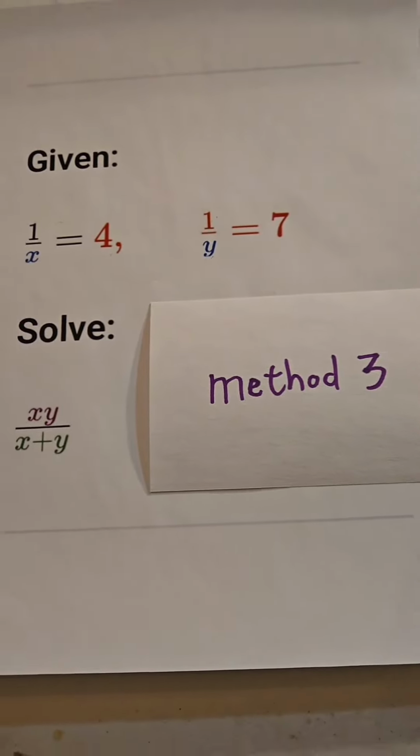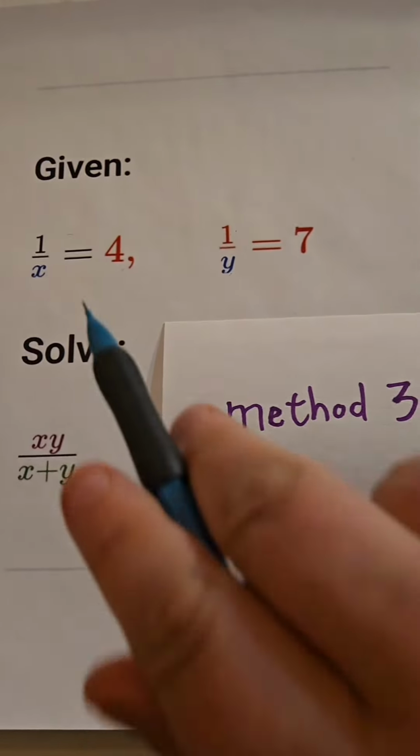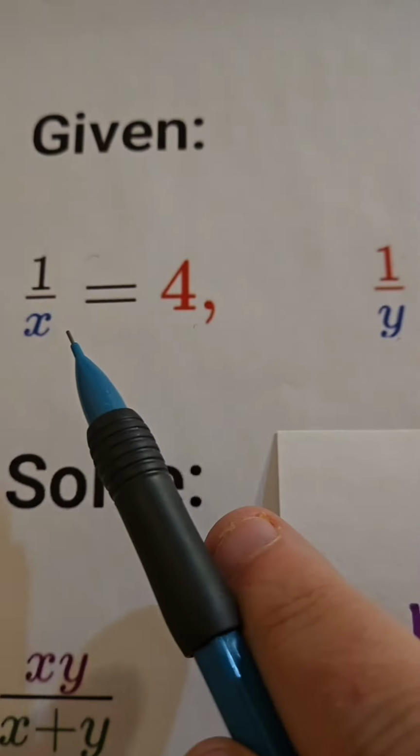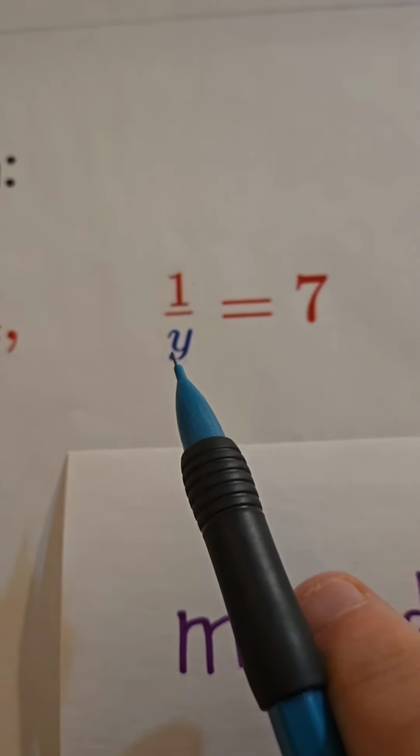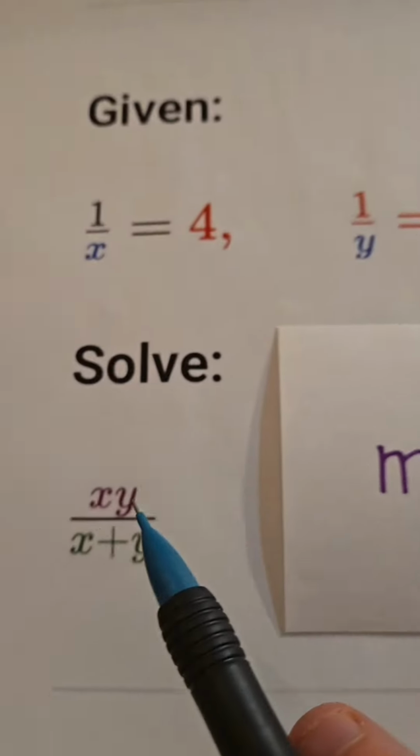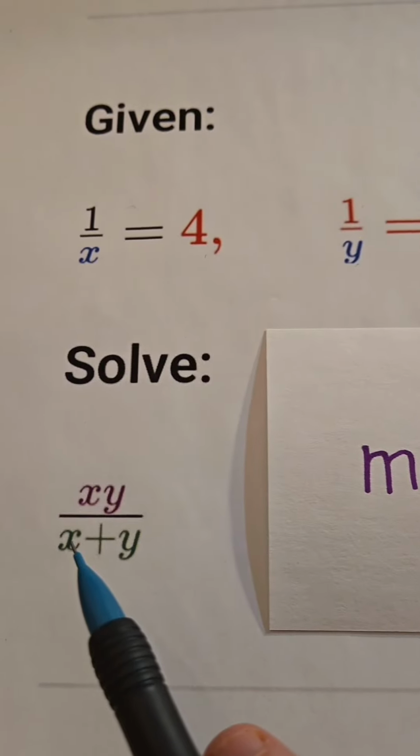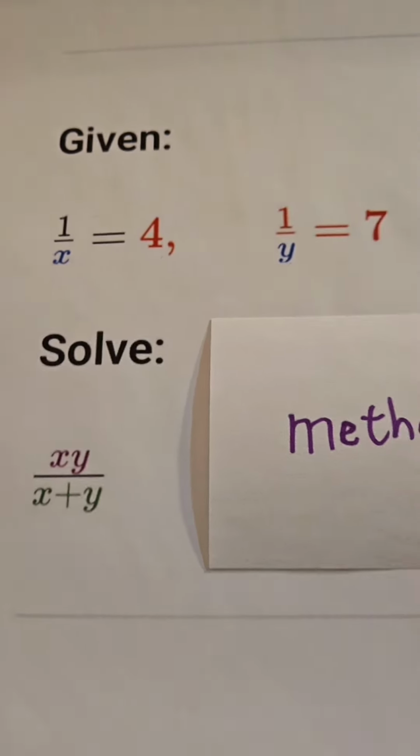Hello friends, welcome to method 3 for solving the question: given that 1 over x equals 4 and 1 over y equals 7, solve for xy divided by x plus y.